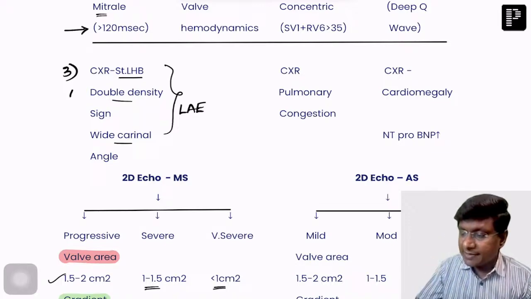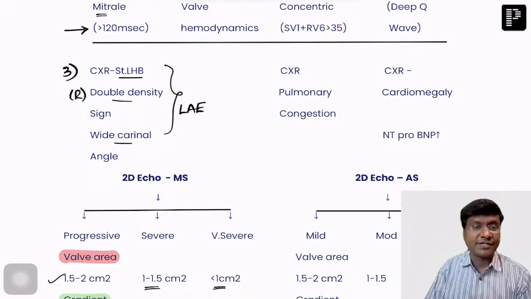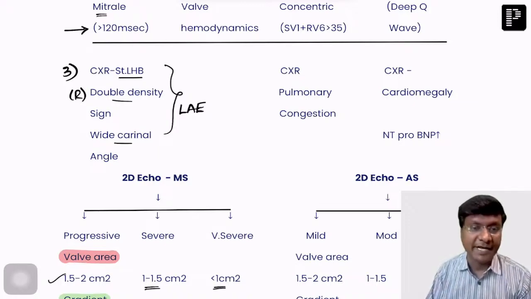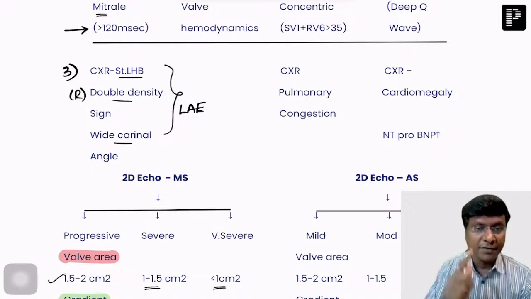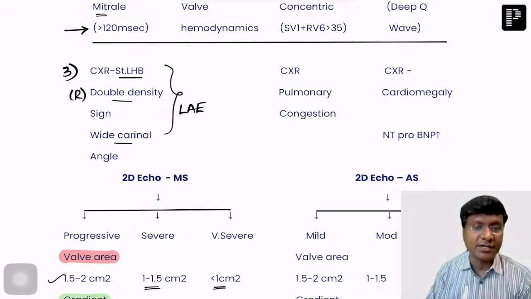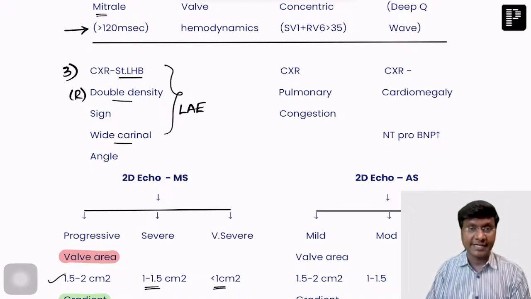And the double density sign is observed on the right parasternal area. Normally over the right parasternal area, you will have only the right atrium. But whenever there is left atrial enlargement, you will also notice the shadow of the left atrium on the right parasternal area. So you will have the shadow of the right atrium and left atrium in the right parasternal area, and that will give you the double density sign.